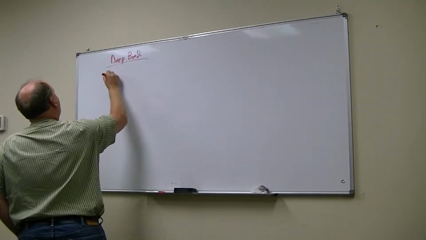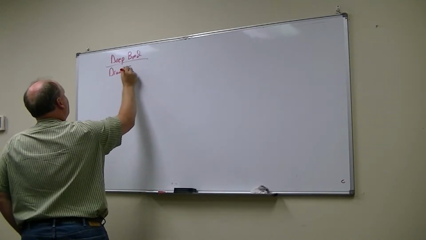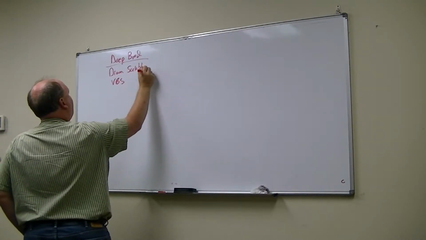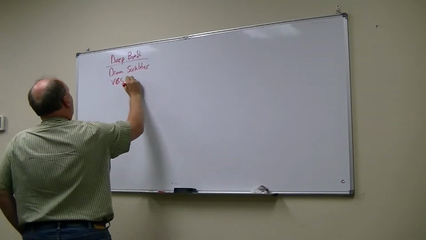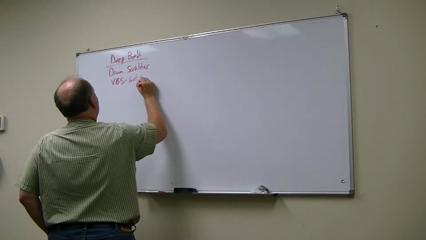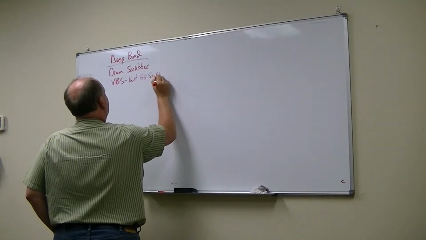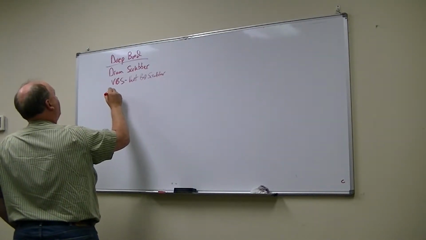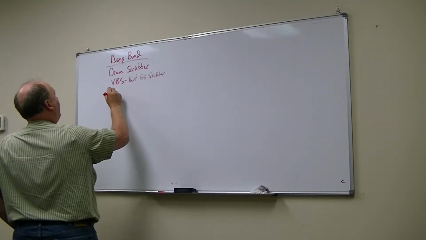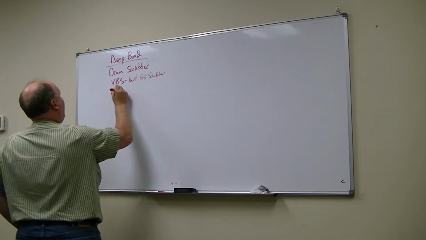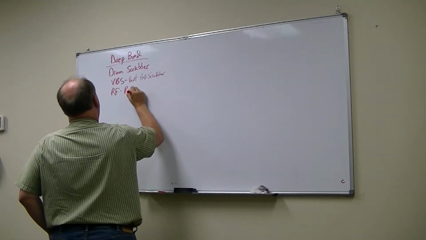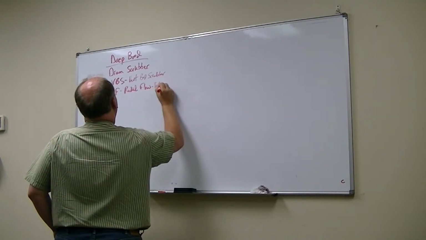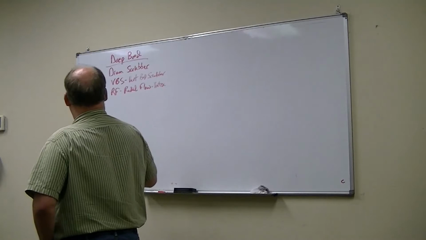We have the drum scrubber. We have the VBS, which stands for vertical bed scrubber. We have the VT. Yeah, I want to think about the order I want to do this in. The RF, which is radial flow, or we also call it the Vortex. That's our brand name for it, the Vortex system.